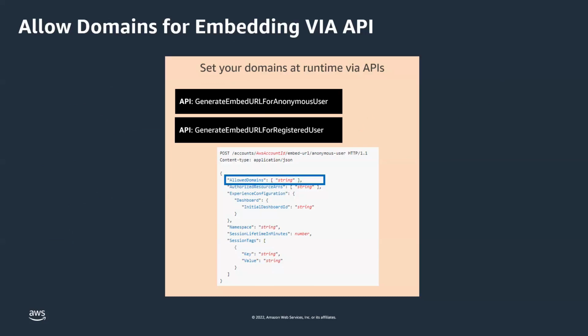In case you want to go for registered users, this is when you have the flexibility of user management. You can manage the registered users in QuickSight and perform user-based embedding. And this is where you will use the API generate embedded URL for registered users. Here, both programmatic approaches of integrating QuickSight in your applications allow you to list the domains.